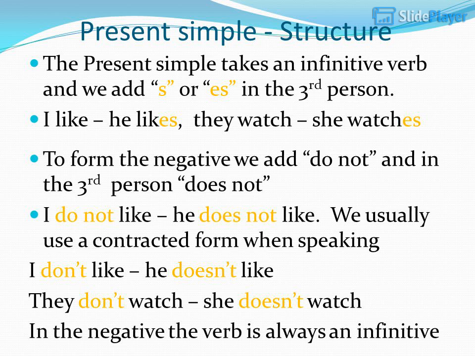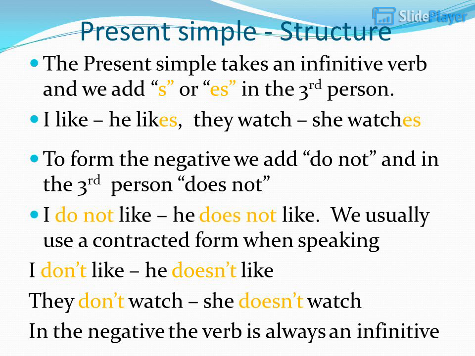Present simple structure. The present simple takes an infinitive verb and we add s or es in the third person. I like, he likes, they watch, she watches. To form the negative, we add do not and, in the third person, does not. I do not like, he does not like.